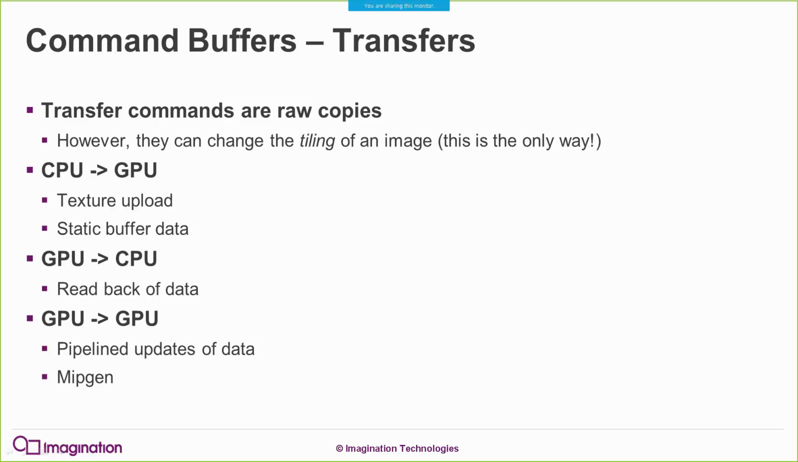Now, the final class of transfers is really interesting, because this is GPU to GPU transfers. Strictly speaking, all of these are GPU to GPU, but this is when the CPU is not involved at all. We're not generating any data on the CPU. It's all from the GPU and consumed by the GPU. Now, the first type of GPU to GPU transfer, which is interesting, would be pipelined updates of data.